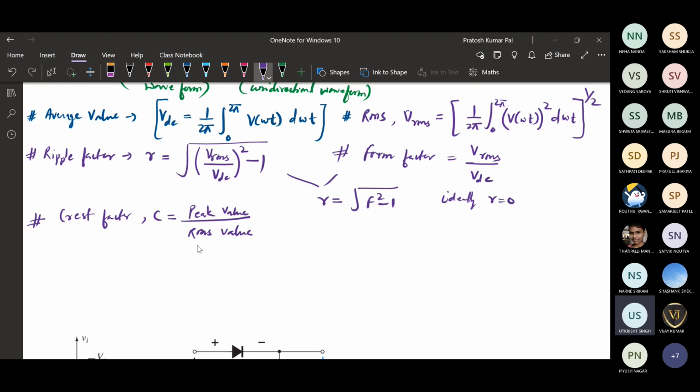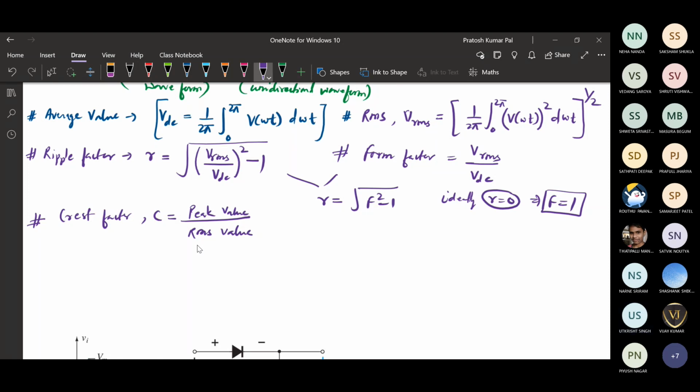Ideally this ripple factor should be 0. So if ripple factor should be 0, that means form factor should be 1. So for an ideal rectifier, this form factor should be 1 and the ripple factor should be 0. And also this crest factor, that is defined by peak value divided by RMS value.